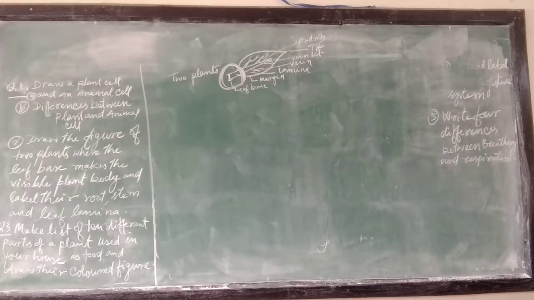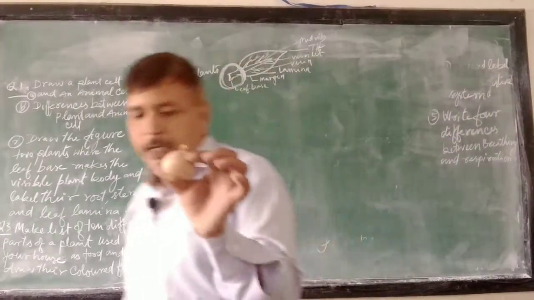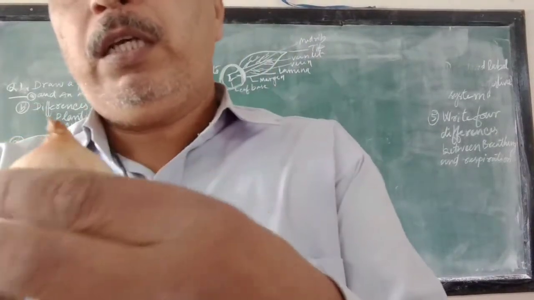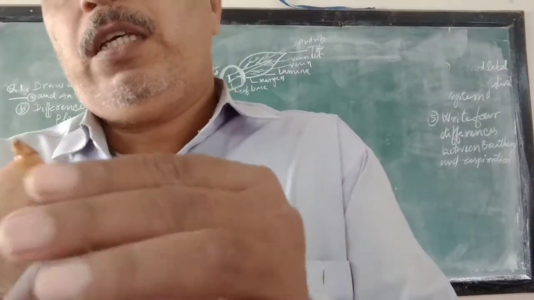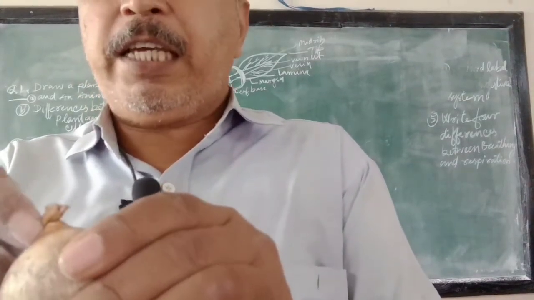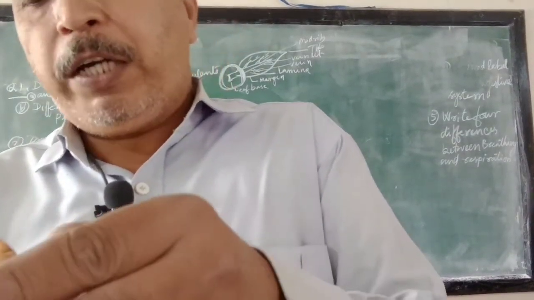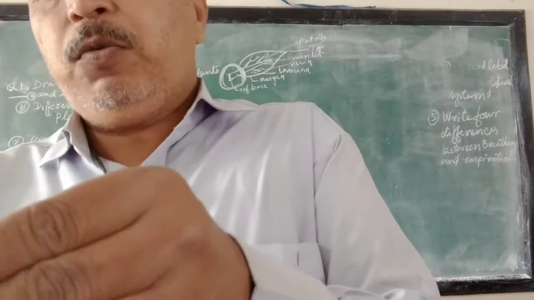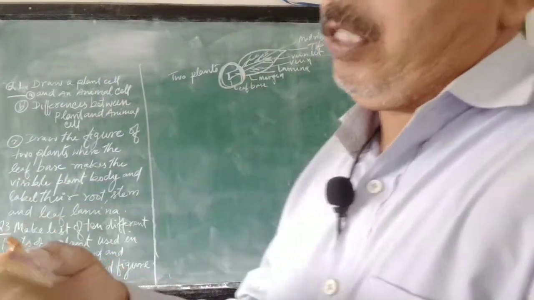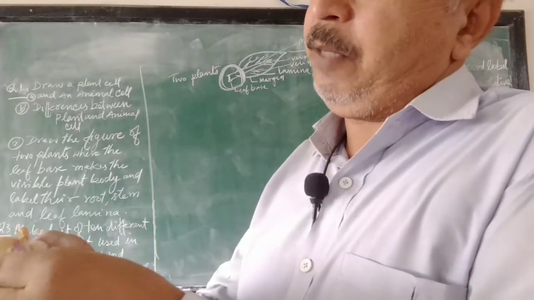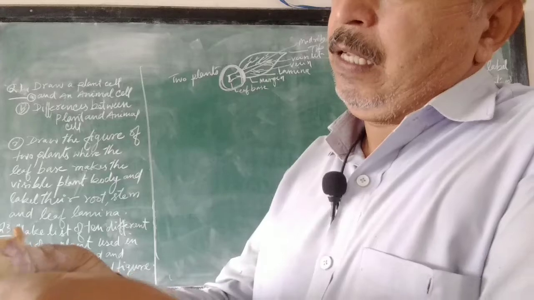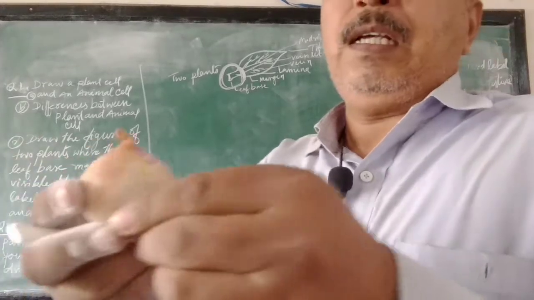You see, I have this onion in my hand. The part that I am holding, this is the overlapping leaf base, right. This scaly part I am removing, what you call as peel. You see, I am removing the peel of this. This is a scaly leaf. Scaly means dried, clear.